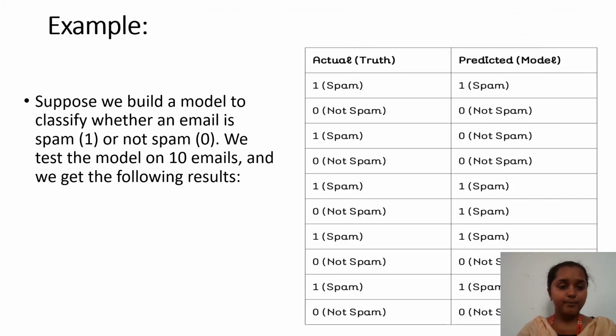Here is an example. Suppose we build a model to classify whether an email is spam or not, denoting spam mail as 1 and non-spam mail as 0. We test the model on 10 emails and the obtained results are given aside.